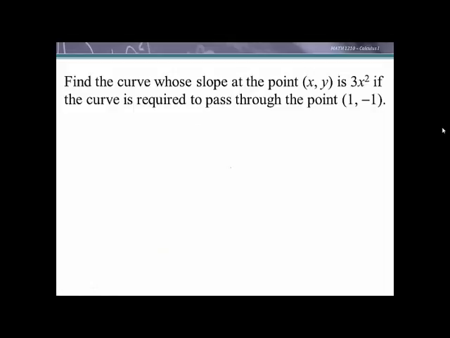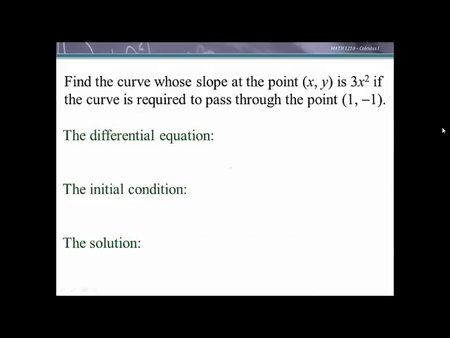Find the curve whose slope at the point x, y is 3x squared if the curve is required to pass through the point (1, -1). So what we're going to do to solve this is write a differential equation, write an initial condition, and then find the solution. The slope of the curve is this, so that means the derivative is going to be 3x squared. So there's our differential equation. It needs to pass through the point (1, -1), and so that is our initial condition. I can write it like this, or I can write it like this.